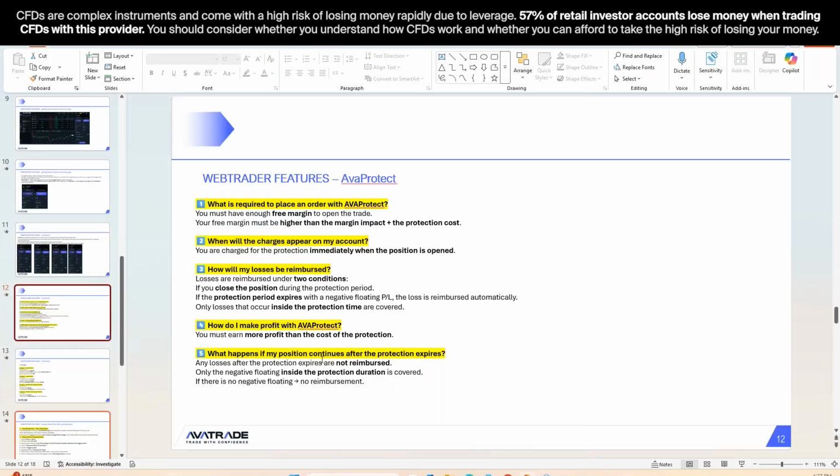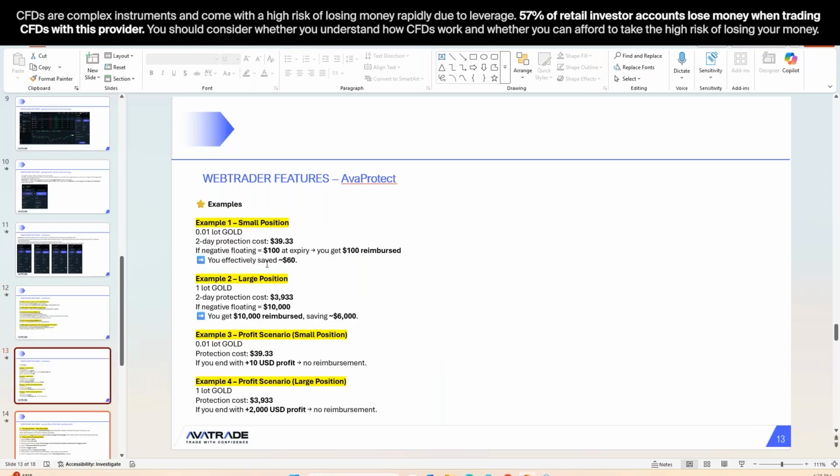The benefit of this is that, of course, you can limit your losses to a certain extent, that you can see how much is the price for this, and then you can see if it works for you or not. What happens if my position continues after the protection expires? Any losses after the protection expires are not reimbursed. Only the negative floating inside the protection duration is covered. If there is no negative floating, there will be no reimbursement for the position.